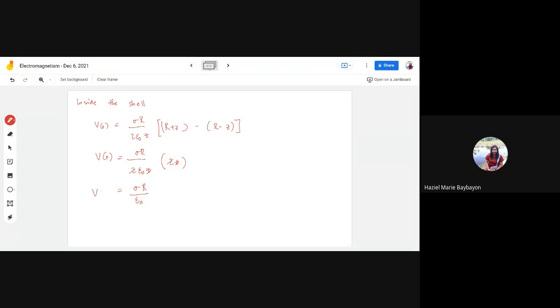Okay. So again, this is inside the shell, the potential inside the shell. So take note that even though there are no charges inside the shell, the potential is not zero, class.